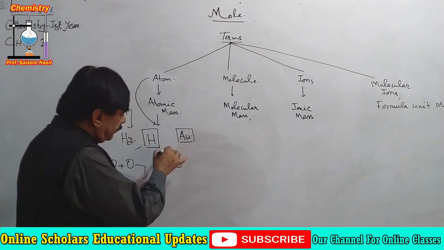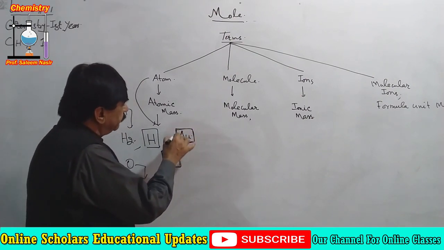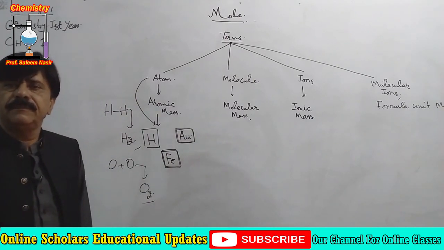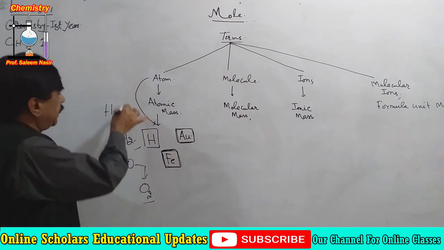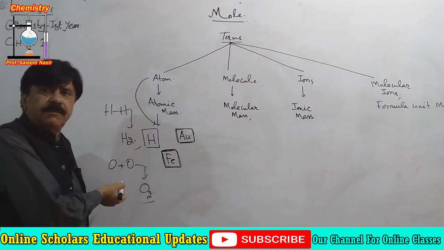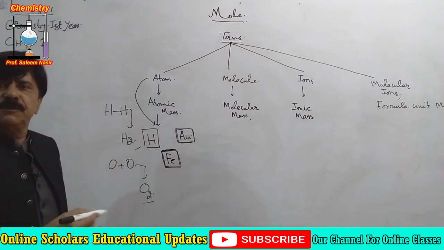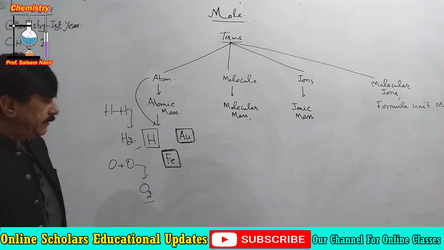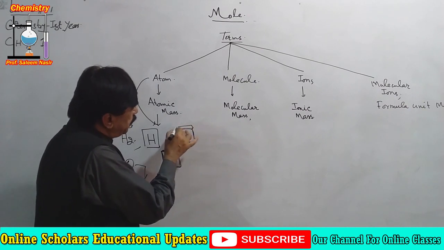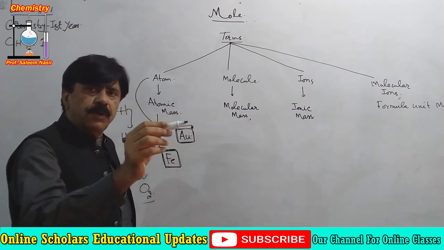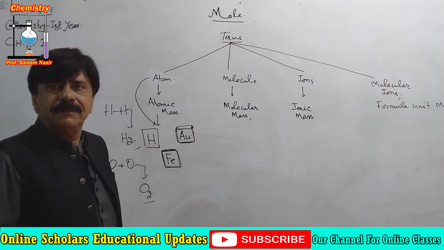Then what about the iron? What about the gold? Hydrogen and hydrogen combine to give the hydrogen molecule. Oxygen and oxygen combine to give the oxygen molecule. Then what about the iron and what about the gold? Does a piece of gold contain one atom? No. We say the element.